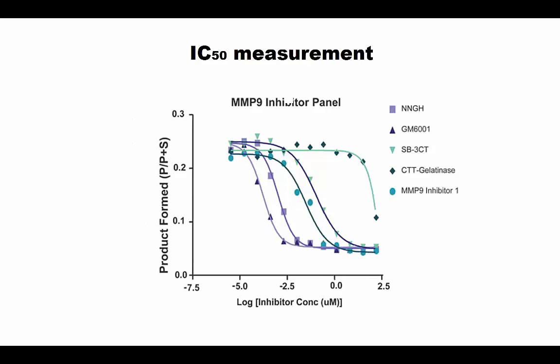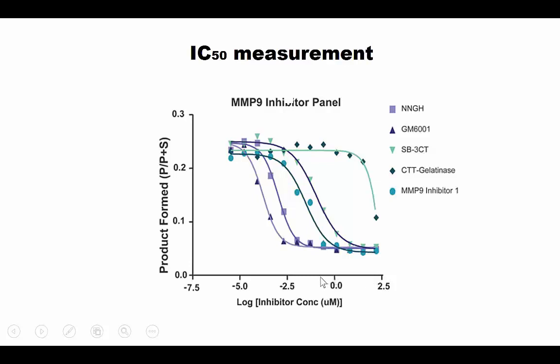What information can you get out of this data? First of all, looking at the concentrations, it seems the concentration is increasing from the left side to the right side. Unit-wise, this is a log value, and log 0 is 1, right? The unit is micromolar, so this is 1 micromolar concentration. And 1 is 10 micromolar, and 2 is 100 micromolar, right?